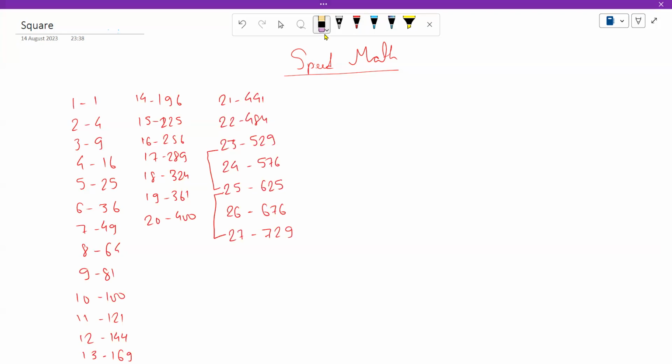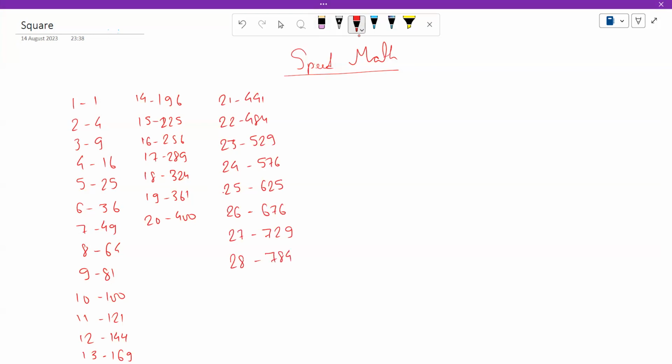Understood what we did? Now, if I tell you to find the square of 28, it is 3 more than 25, so we'll go 3 less than 25. It is 22, 484. So it is your 784.